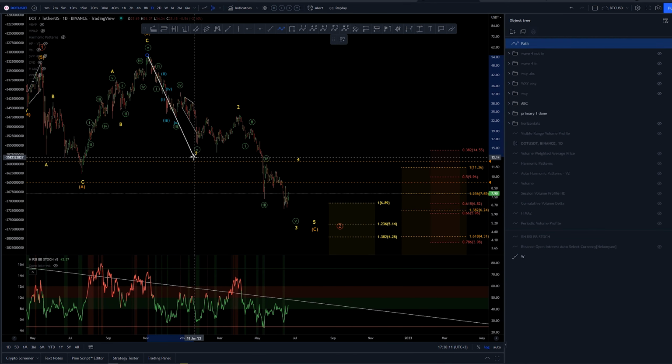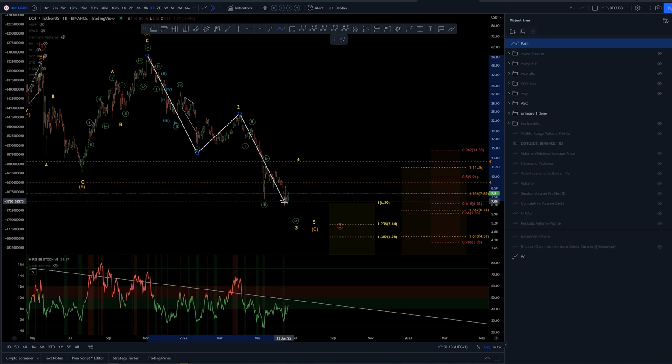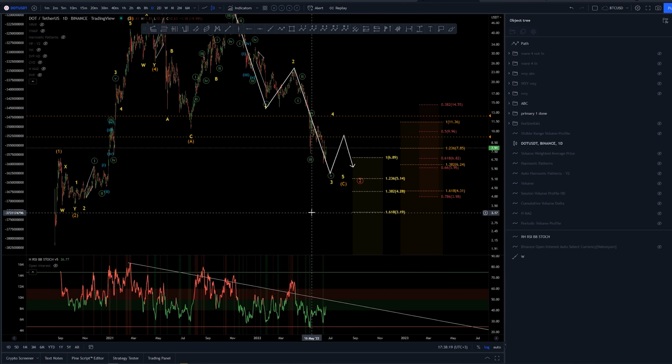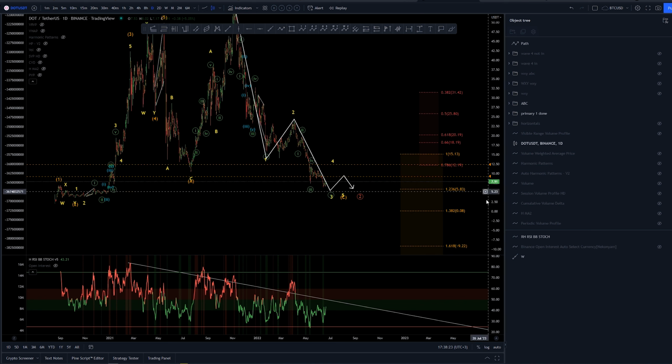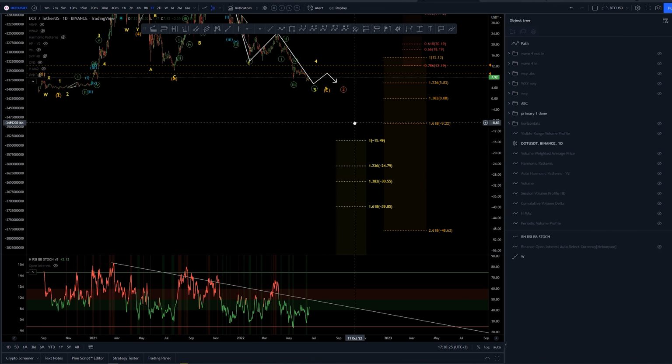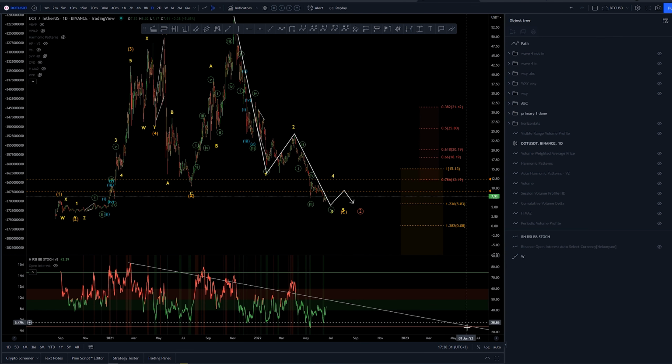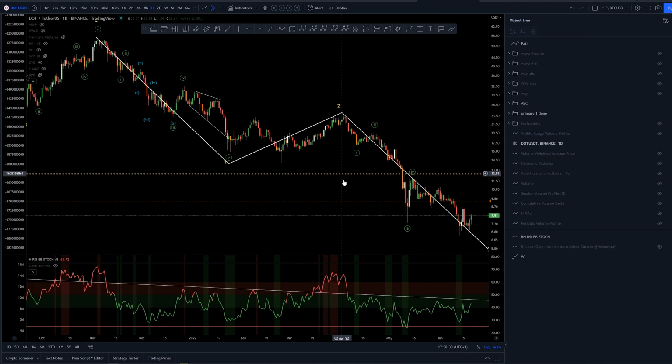Even on a logarithmic scale, we can see that wave 1 is really big already, and the 1.618 extension of wave 1 would be all the way down here around $3. On an arithmetic scale, of course, the 1.618 extension would be around here at minus $39. So that is nothing that we can actually measure.